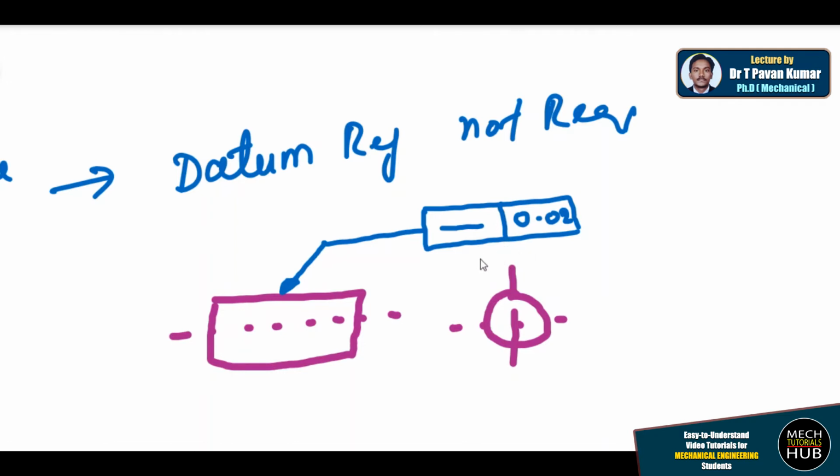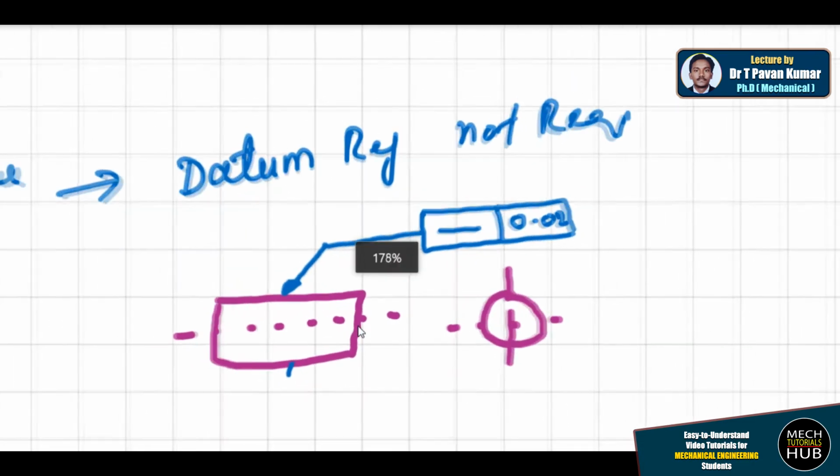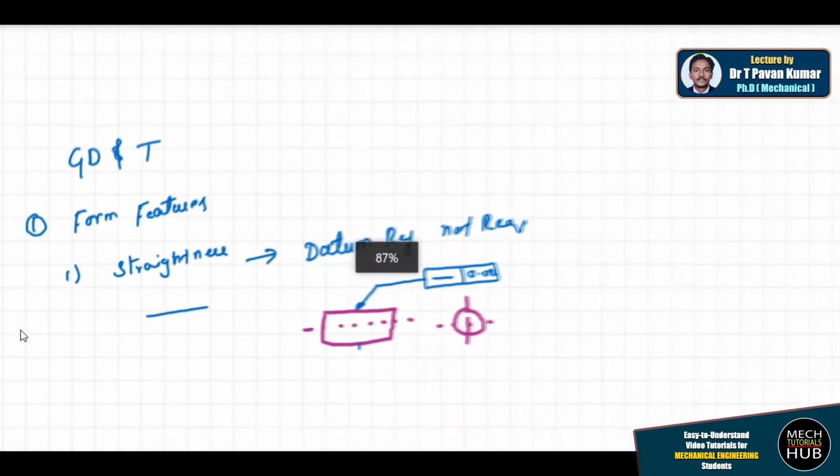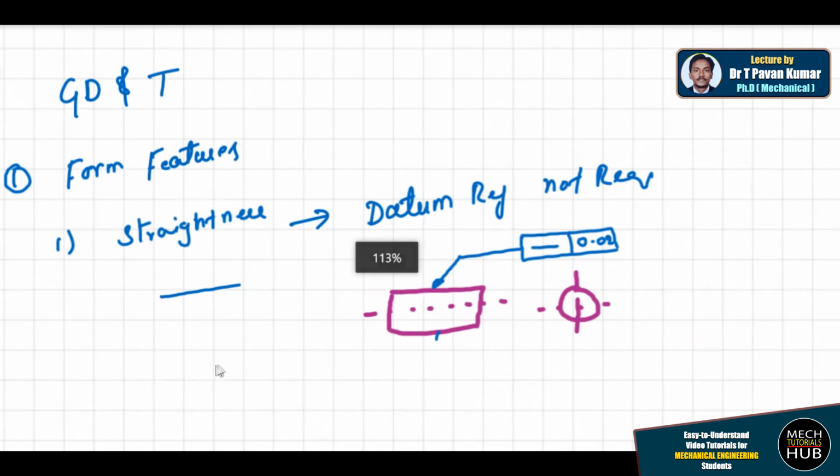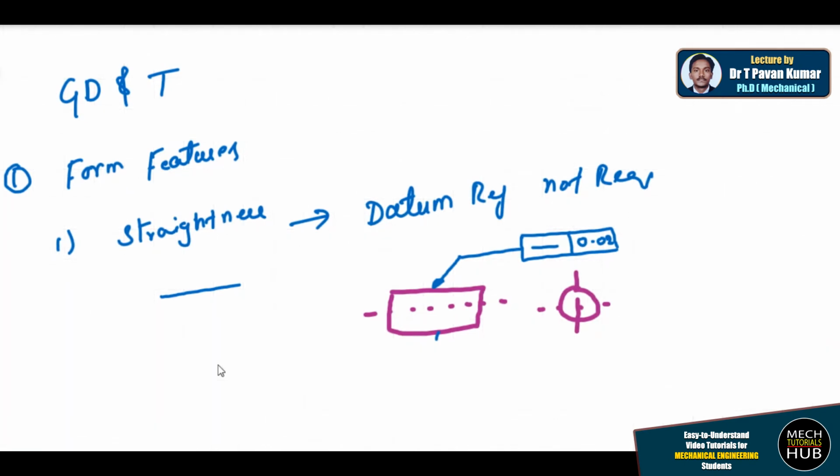That much is required. This can be specified here also. It all depends on the requirement; it can be specified towards that side also. This is the meaning of straightness. Other than this, in case of form features, there is one more. After straightness, the next is flatness. Number two is flatness.